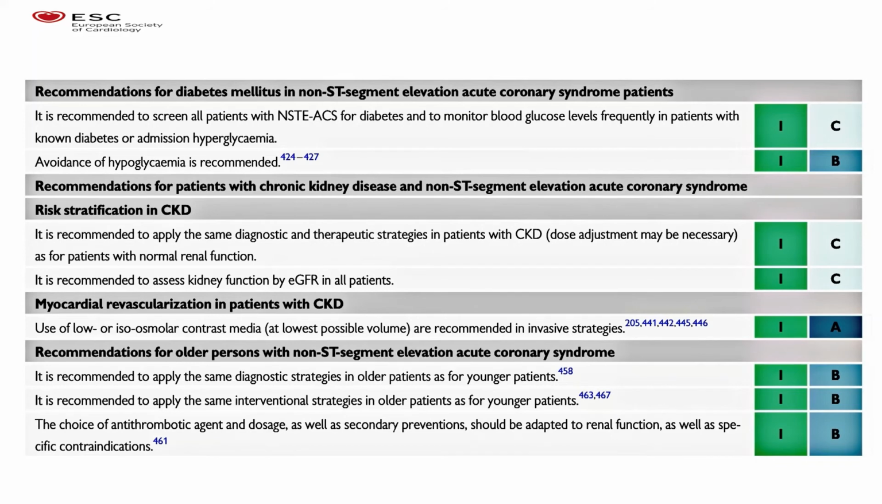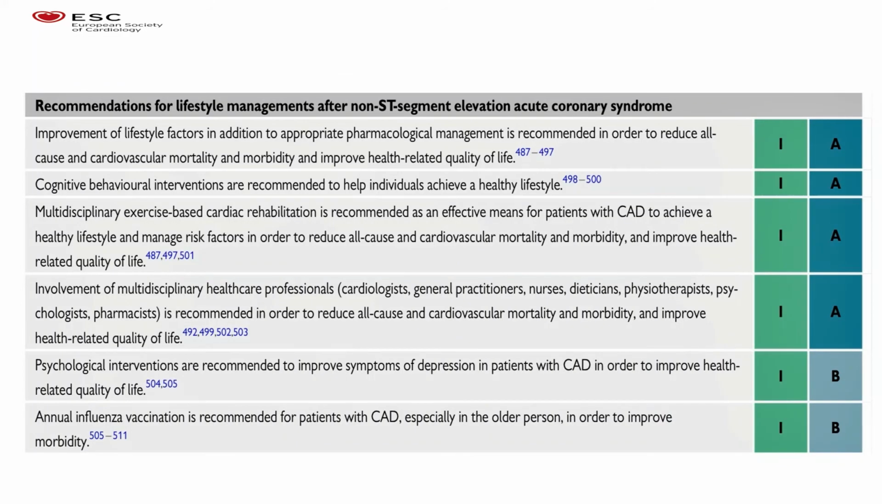Class 1 Level B. Recommendations for lifestyle management after non-ST segment elevation acute coronary syndrome. Improvement of lifestyle factors, in addition to appropriate pharmacological management, is recommended, in order to reduce all-cause and cardiovascular mortality and morbidity, and improve health-related quality of life. Class 1 Level A. Cognitive behavioral interventions are recommended, to help individuals achieve a healthy lifestyle.